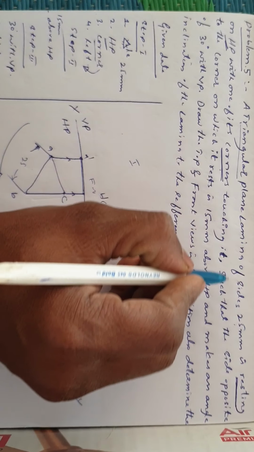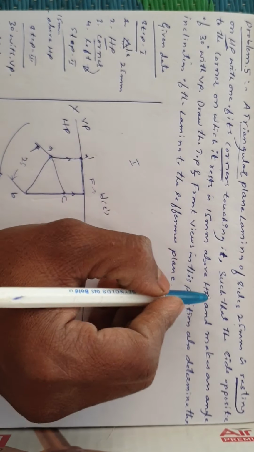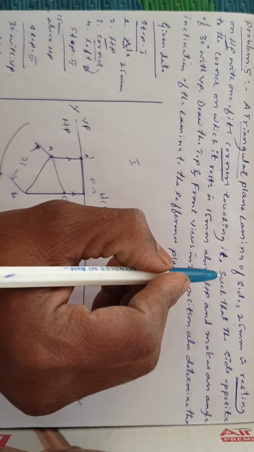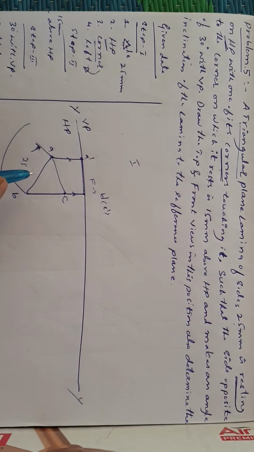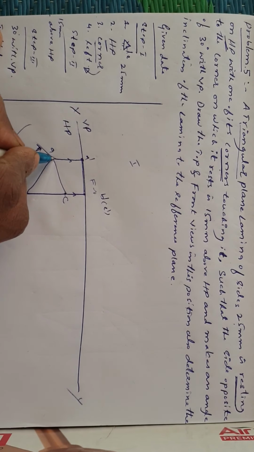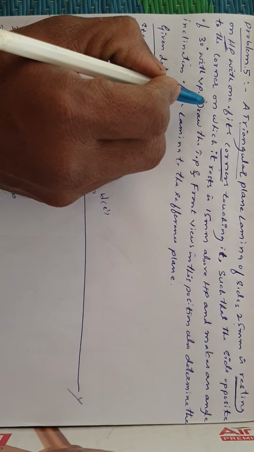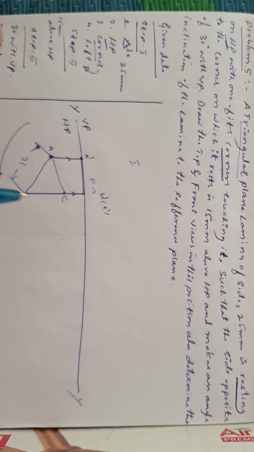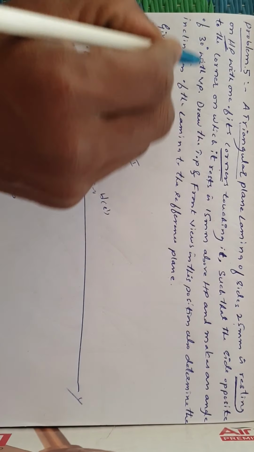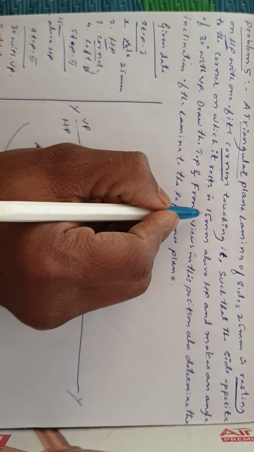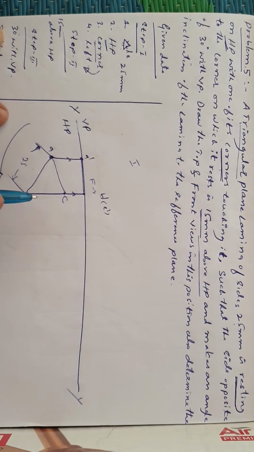See, a triangular plane lamina of sides 25 mm is resting on HP with one of its corners touching it, such that the side opposite to the corner on which it rests is 15 mm above HP. This first part is for the first step. From this problem, the given lamina is resting by a corner. He is talking about a particular side.